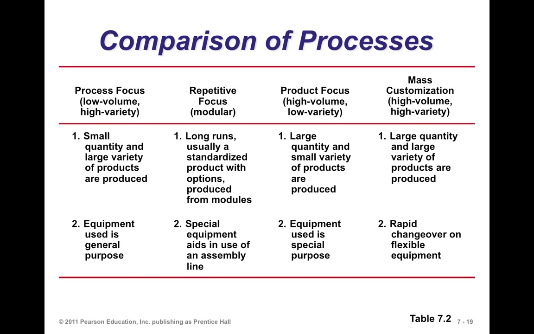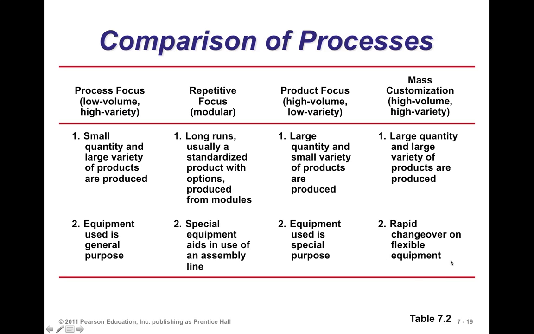So I will just look at a quick comparison of the different types of processes. We see in terms of a process focus, we have small quantity, large variety of products. Repetitive, long runs, typically standardized products with a few options, and a large quantity, small variety is produced here. But then we have a combination of both large quantity and large variety. In terms of the equipment, general purpose equipment. In terms of repetitive, special purpose equipment. And then here is highly special purpose.